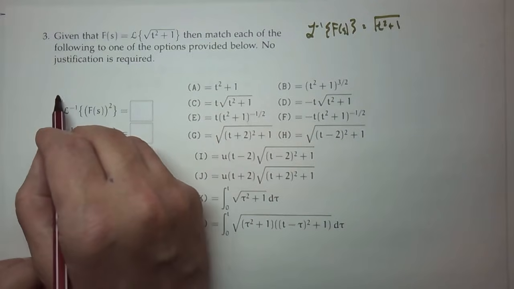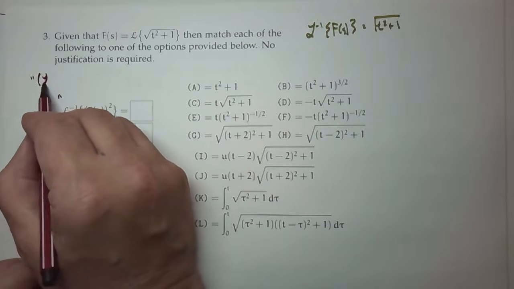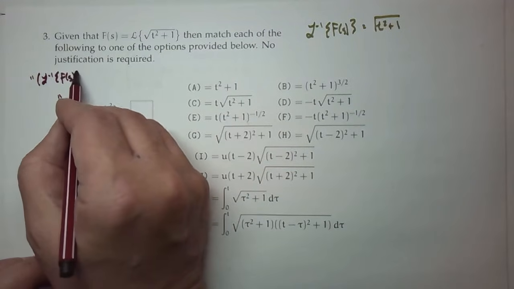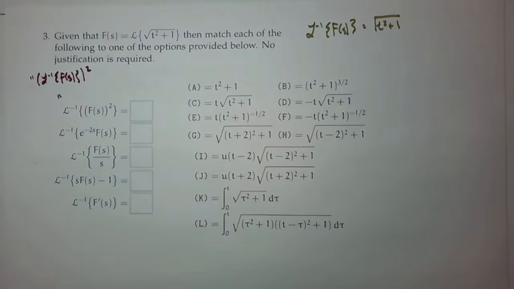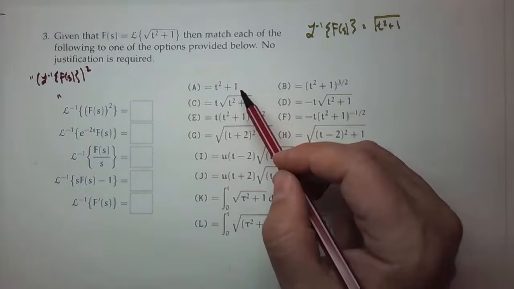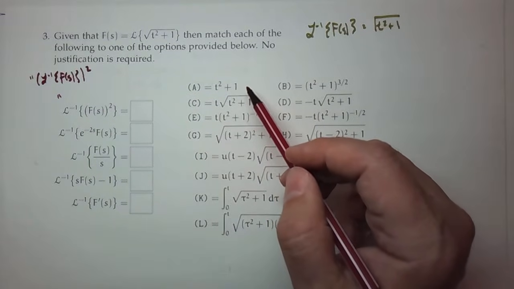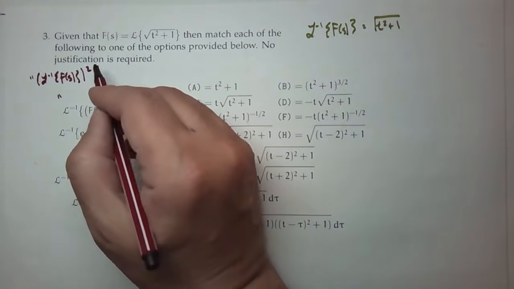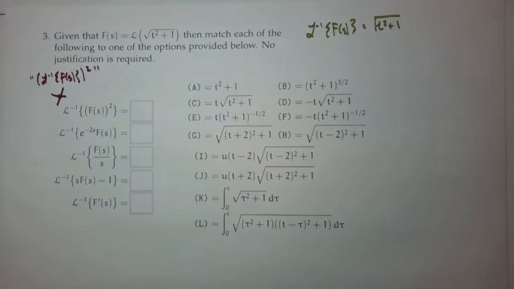Well, somebody might say, I have this cool idea. I'll just move the square to the outside. And then square root of t squared plus 1 quantity squared, that's t squared plus 1. Life is good. I'm getting points. No, you are not, because that is not true. The Laplace and the inverse Laplace, they don't work well with squares. They work well with 2 things, addition and multiplying by a constant.